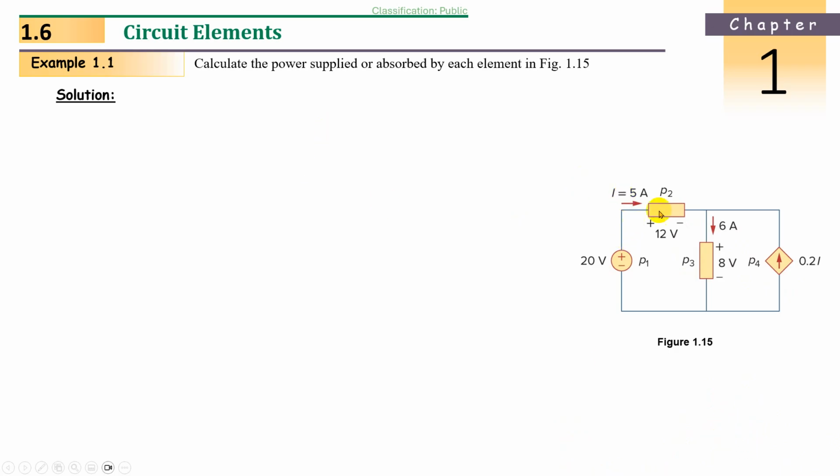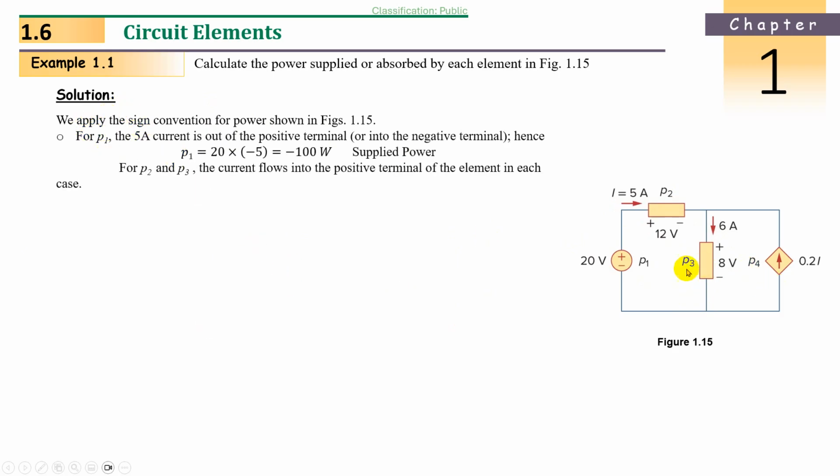Just see. So all items are given here. I is equal to 5 is going here. Then I is equal to 6 is going here. And this is 0.2 I coming to this point. See, we apply sign convention for power. Sign convention we'll put, because current is moving into the element. So plus minus we put. And current is moving downwards. We put plus minus here.